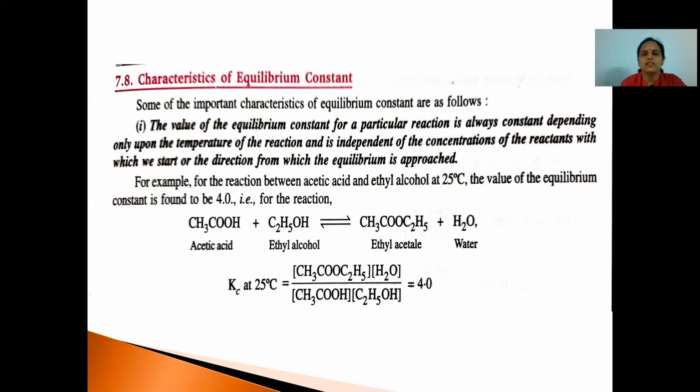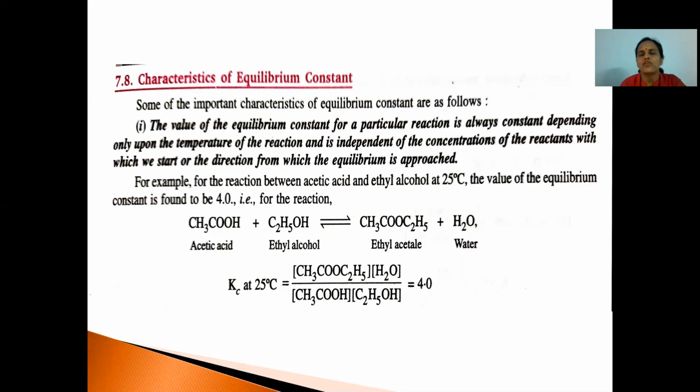First characteristic is the value of the equilibrium constant for a particular reaction is always constant, depending only upon the temperature of the reaction and is independent of the concentrations of the reactants with which we start or the direction from which the equilibrium is approached.